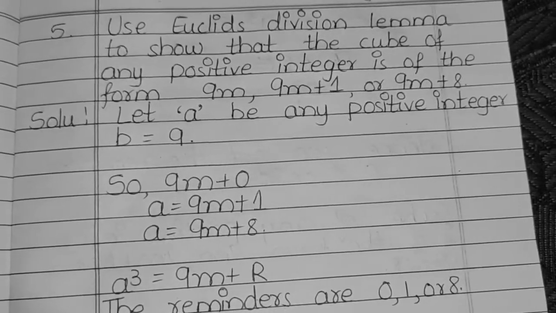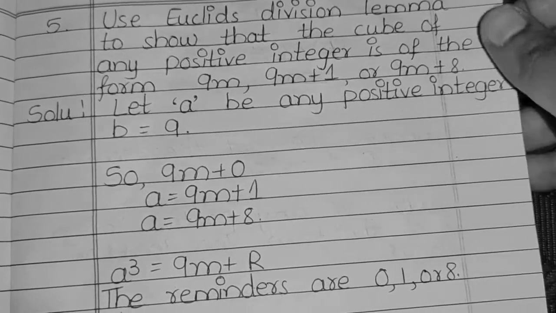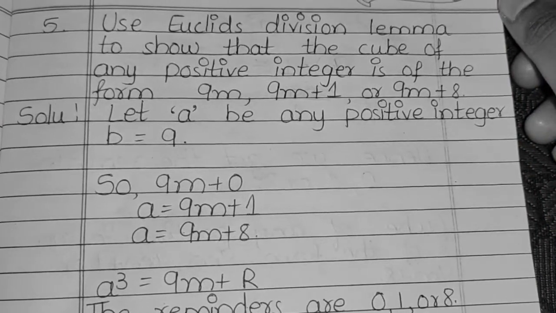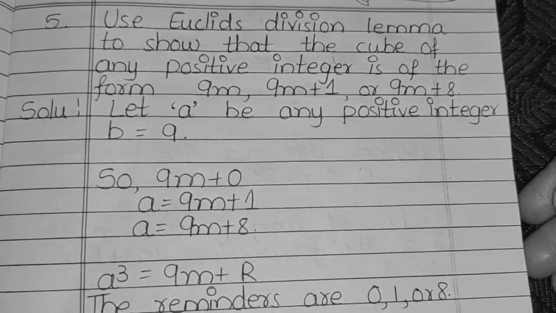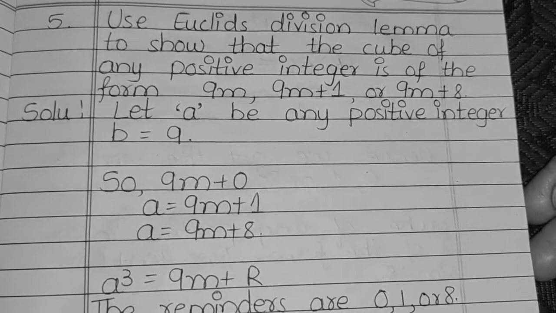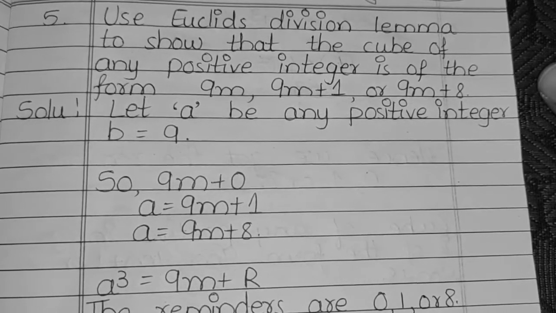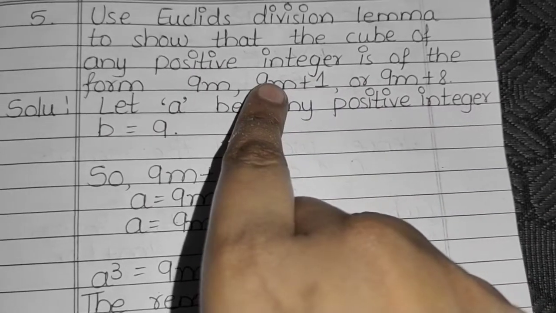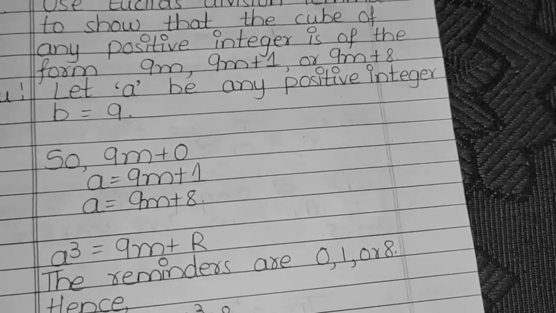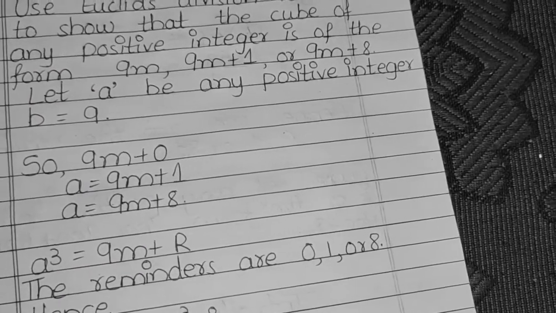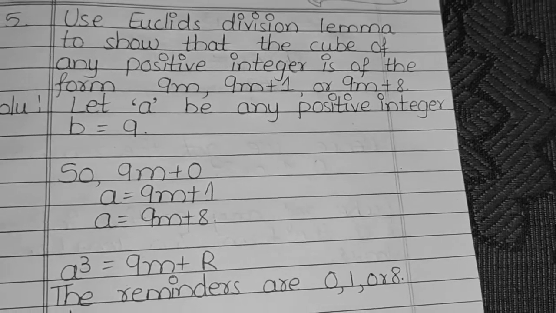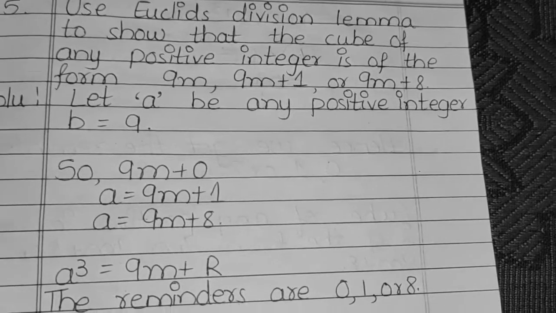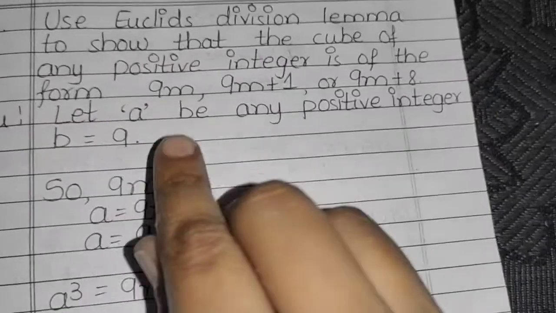So let's move to the last sum, that is use Euclid's division lemma to show that the cube. Last time we had solved the square. Now we have to solve with the cube of any positive integer is of the form 9m plus 1 or 9m plus 8. In the question they have clearly mentioned that it is a positive integer. In some previous questions they had told about positive odd integer. So let a be any positive integer, and b value they have given us as 9.